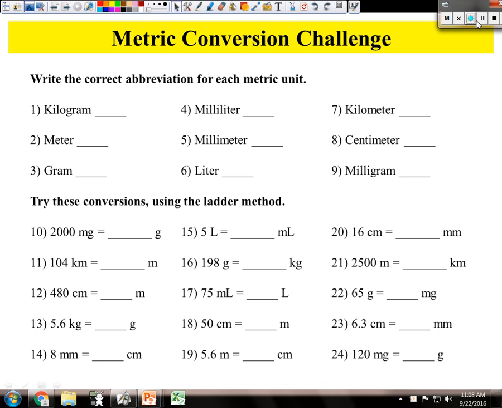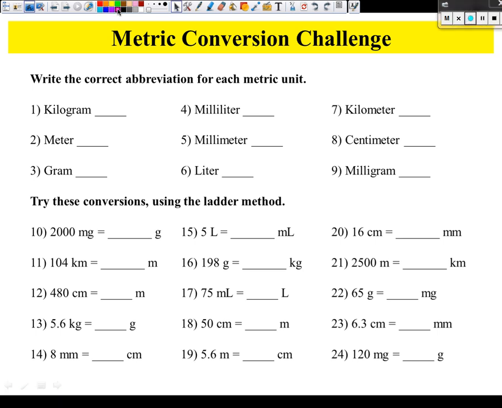All right. So number 15, 5 liters going to milliliters. You should have gone 3 places to the right. So you should have come up with 5,000 as your answer there. All right, number 16, 198 grams to kilograms. You should have gone 3 places to the left, which means you should have gotten 0.198. Any questions on that? All right, milliliters to liters.